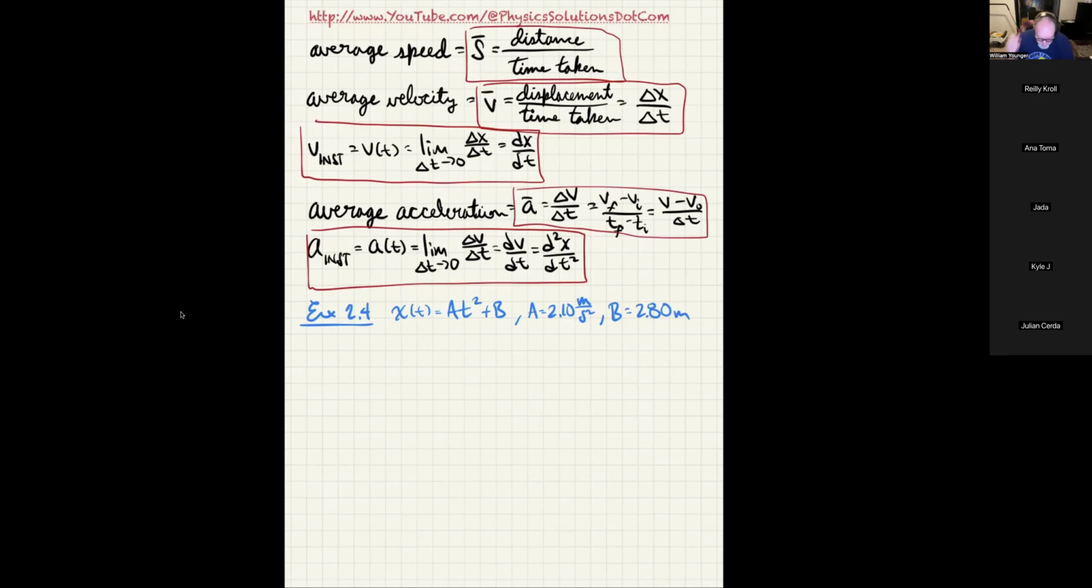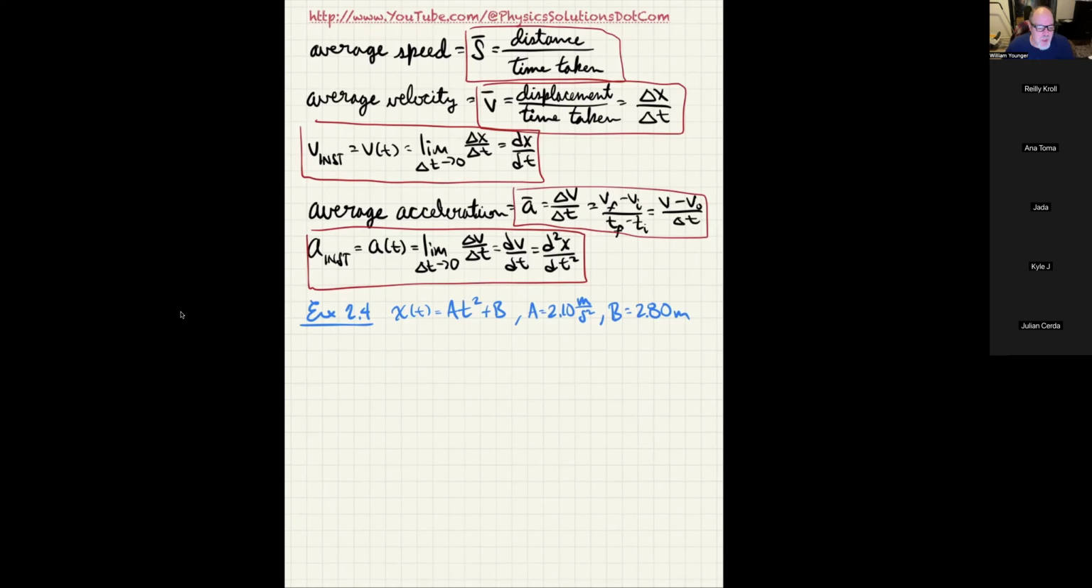You can see that's what it has to be because the left-hand side has to be x, which is measured in meters, or is in dimensions of length, and at squared has the a multiplied by t squared, where t is in seconds, and has to spit out meters. The only way at squared could spit out meters is if a is meters per second squared and t is in seconds. Similarly, b has to be meters, so that's why it's 2.80 meters.